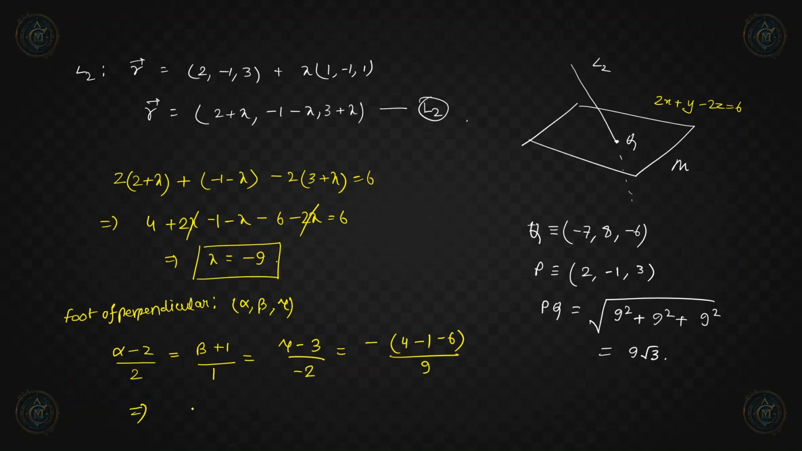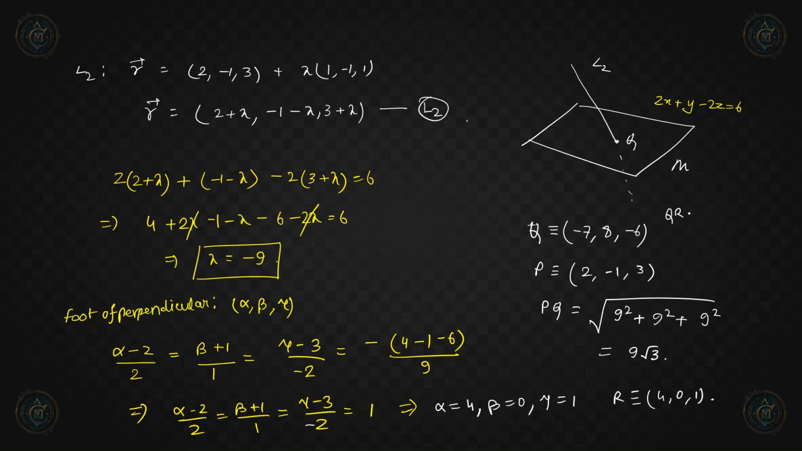So from here, if we calculate, alpha minus 2 by 2 equal to beta plus 1 by 1, equal to gamma minus 3 by 2, equal to minus of minus 9 divided by 9, that means 1. If we calculate these values, this will be minus here, I think. Then we have alpha minus 2 by 2 equal to 1, that means alpha equal to 4. Then beta equal to 0 and gamma equal to 1. So R is the point 4, 0 and 1.